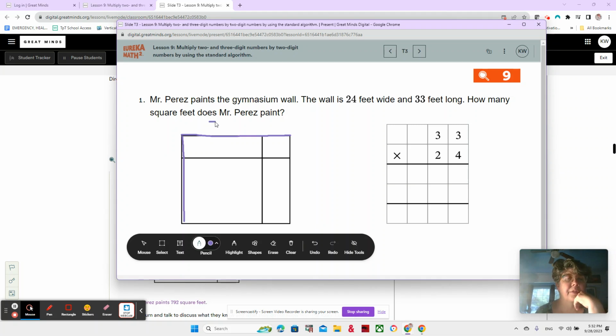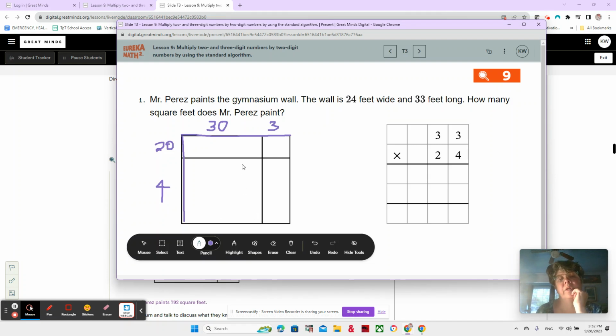So let's put 33 here, 30 and 3, and let's put 20 and 4 here. Like I said, you could do it other ways. Basically, you could put the 4 here and the 20 here, or the 3 here and the 30 there, or the 20 and the 4 here and the 30 and the 3 here because of the commutative property, right? We can do it any way we want to do it, but we could also think of this as the actual wall that Mr. Perez is painting.